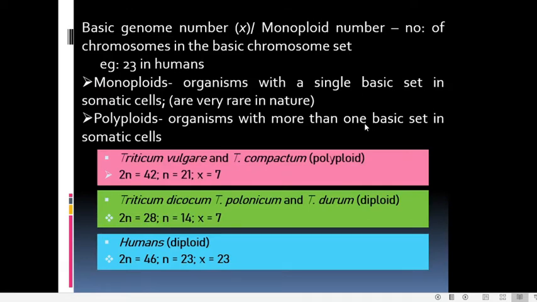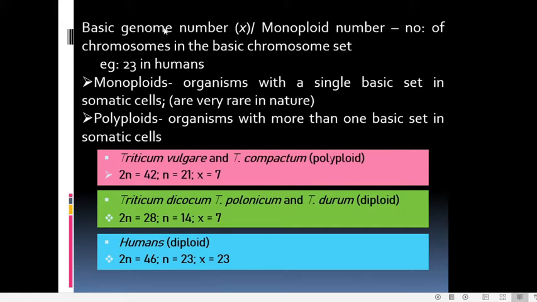Now, we go to another term which is called the monoploid number. It is denoted as x, and this refers to the number of chromosomes in the basic chromosome set. In humans it is 23 because in one basic chromosome set we have 23 types of chromosomes, that is 22 autosomes and a sex chromosome which can either be X or Y. So, this is the monoploid number in humans, that is 23. In humans the haploid number is also 23. So, what is the difference between the monoploid number and the haploid number?